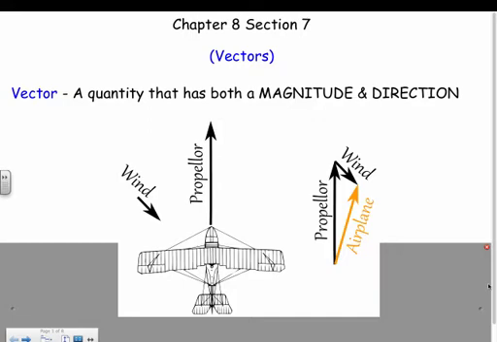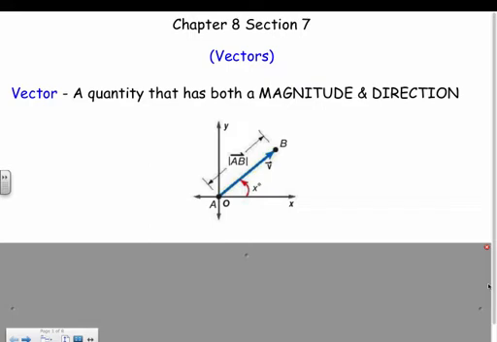And then there's a wind vector as well, right? Depending on the speed of the wind and the direction of the wind, that's going to affect the flight path of the plane and the speed of the plane. And that's what vectors are. And we'll take a look at how this is going to work, right? Just remember that vectors are always going to have a magnitude and a direction.